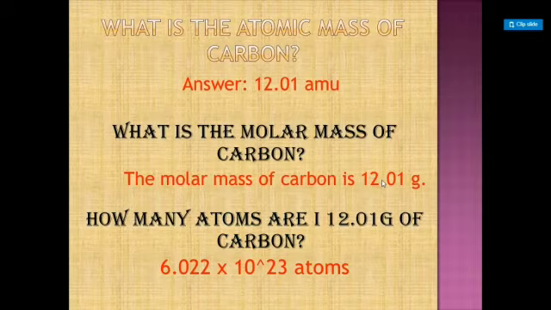What is the atomic mass of carbon? It is 12.01 or simply 12 atomic mass unit. How many atoms are there? Simply the Avogadro number, 6.022 into 10 to the power 23 atoms.